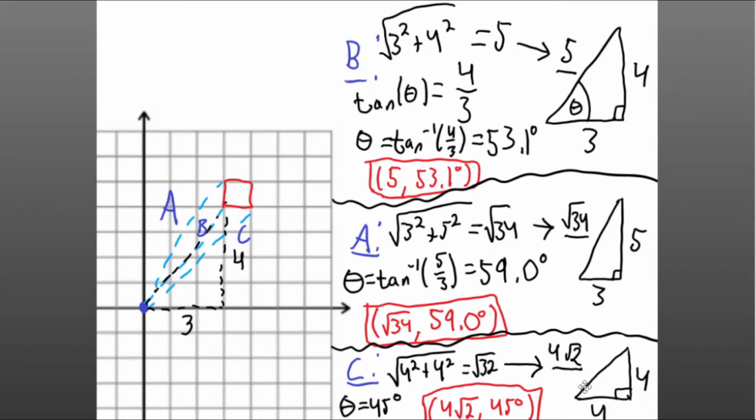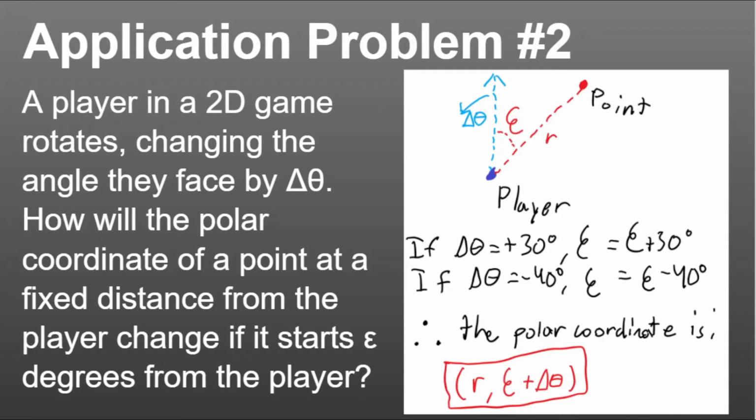And I also forgot to label it, but this angle is 45, and then we are left with the radius, 4 root 2, and 45 degrees for our polar coordinate. So the second application problem is the following. A player in a 2D game rotates, changing the angle they face by delta theta.